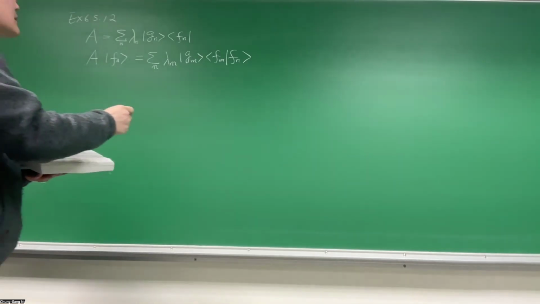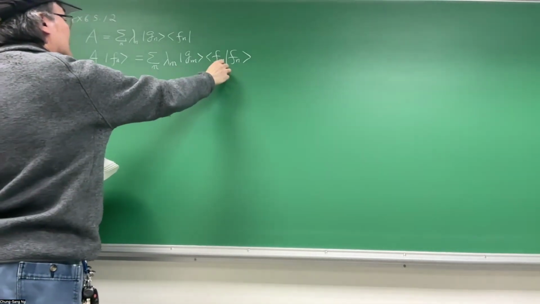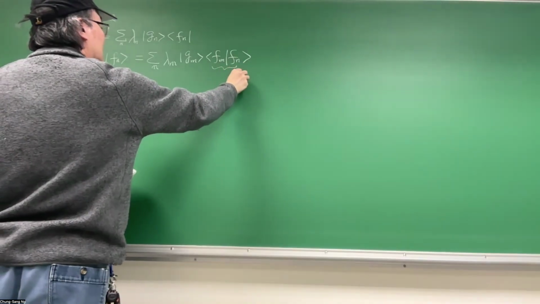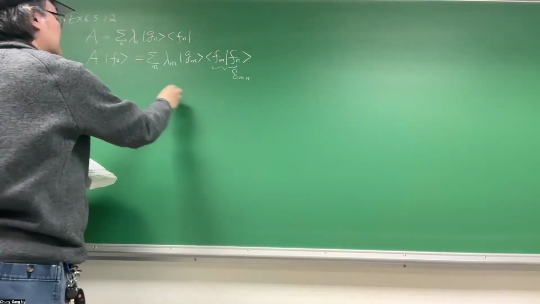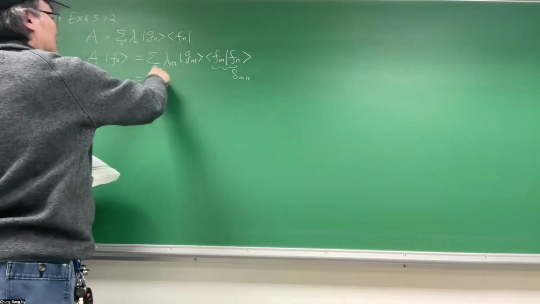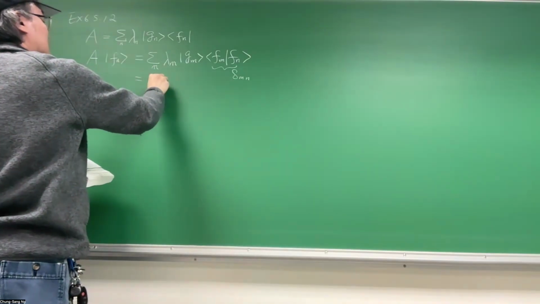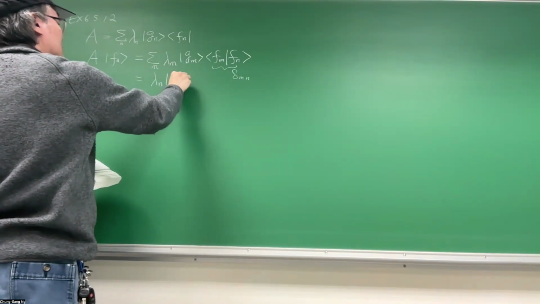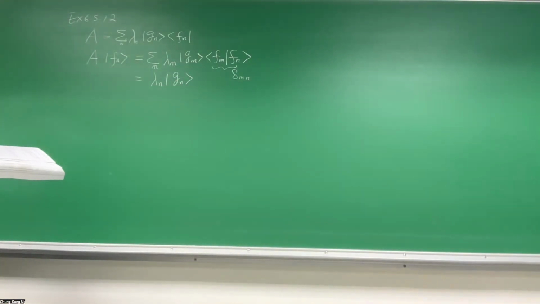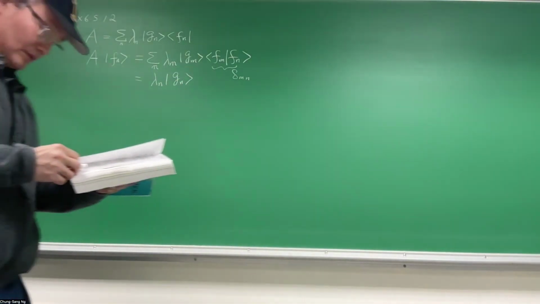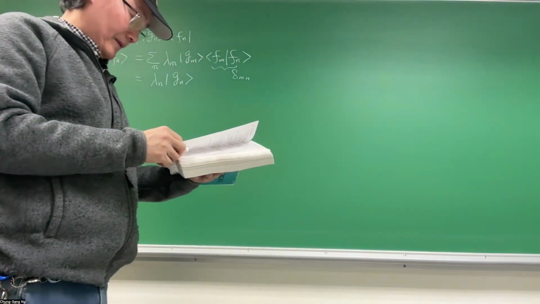So that becomes Kronecker delta. And then you sum over m, and what you get is this condition, which is the required one, right?